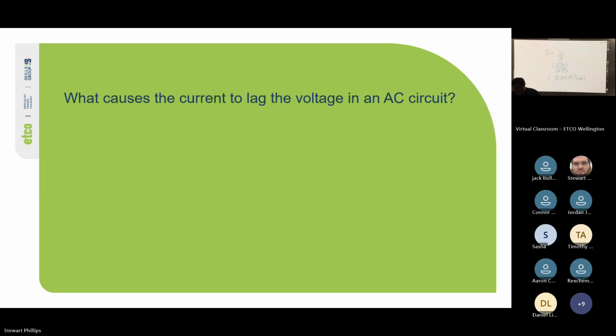So, what causes the current to lag the voltage in an AC circuit? It's just three quick questions to round out the night. What causes the current to lag the voltage in an AC circuit?